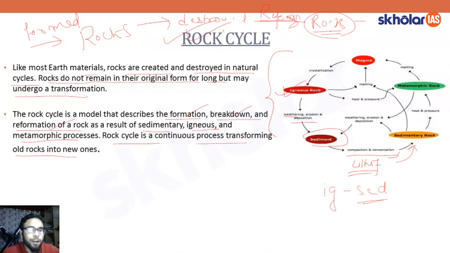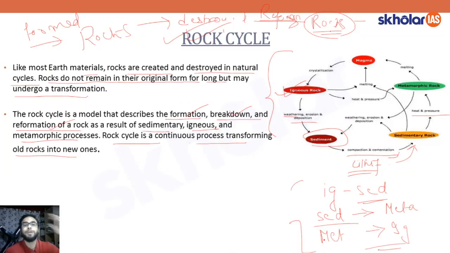Similarly, sedimentary rocks under the role of heat and pressure will get converted into metamorphic rocks. Again, metamorphic rocks, when they melt, we get magma. And when this magma is crystallizing, we are getting igneous rock. So from metamorphic rocks, we can also get what kind of rock? Igneous rock. Understood this point? So it's a cyclical process. From igneous we can get sedimentary, from sedimentary we can get metamorphic, from metamorphic we can get igneous. So this process keeps on going, and this cyclical process is called the rock cycle.